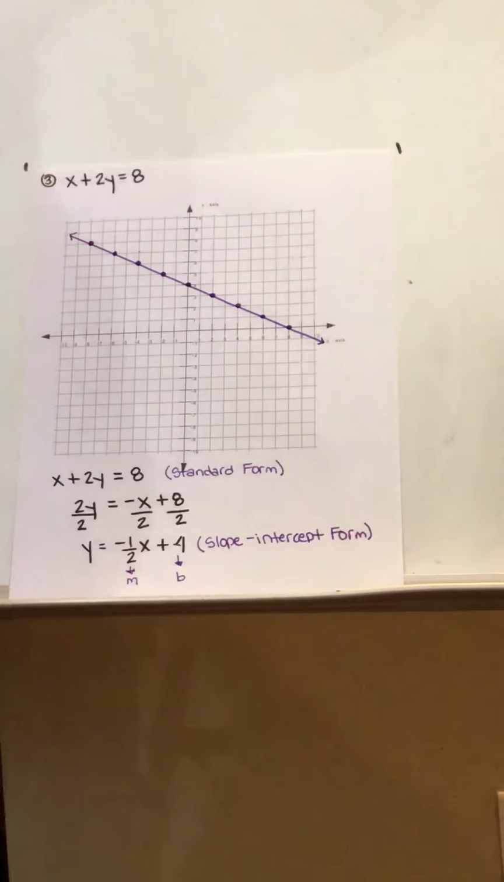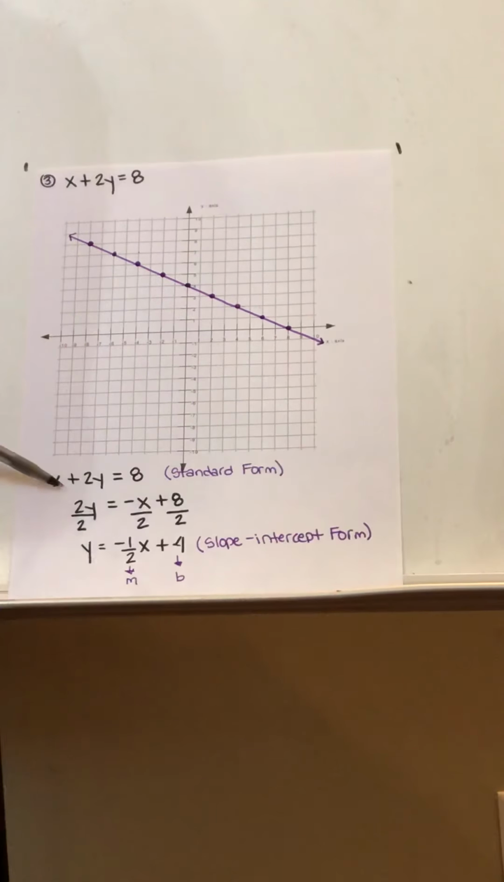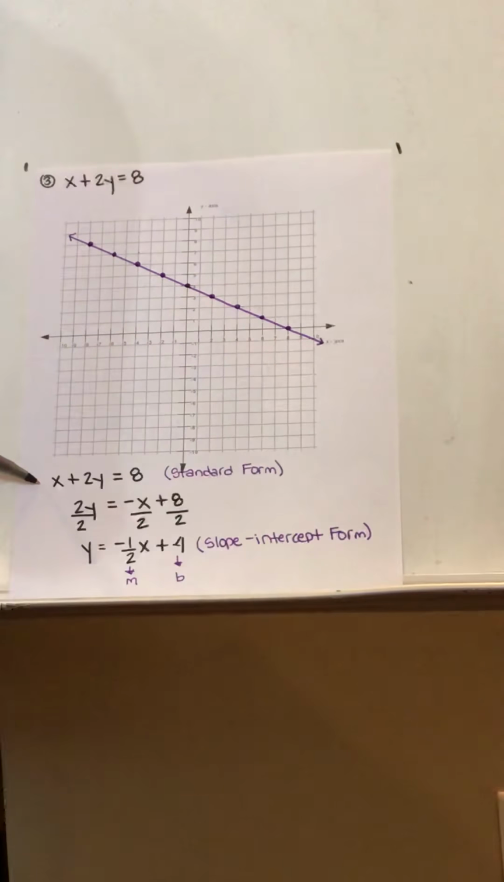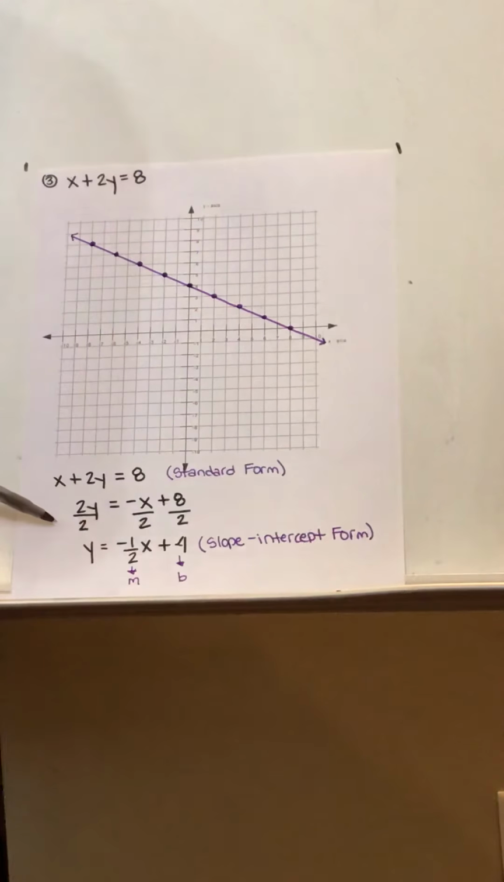Next graph. We have x plus 2y equals 8. Again, put it in slope-intercept form because it's in standard. We're going to solve for y. So we're going to move x to the other side by making it negative. Bring down my plus 8.